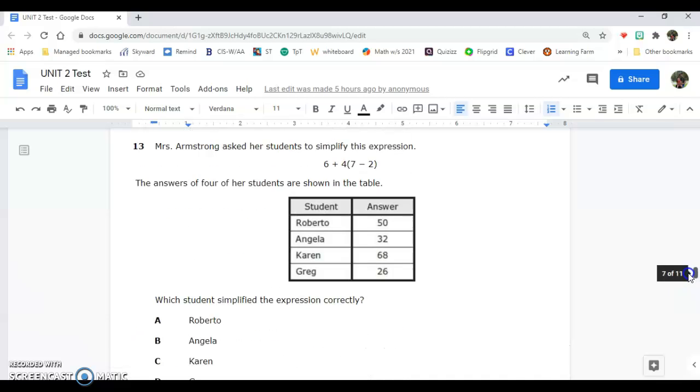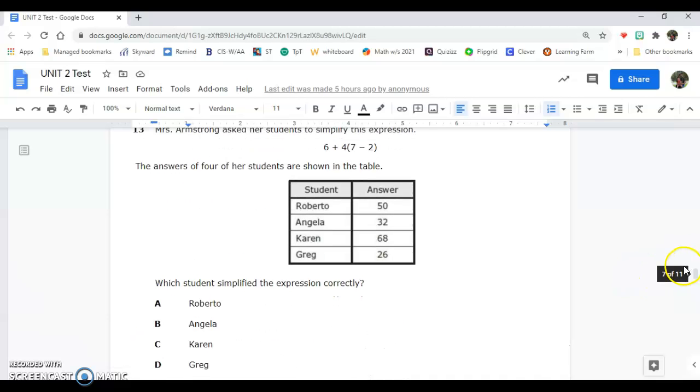Number 13. Miss Armstrong asked her students to simplify this expression. The answers of 4 of her students are shown in the table. Which student simplified the expression correctly?